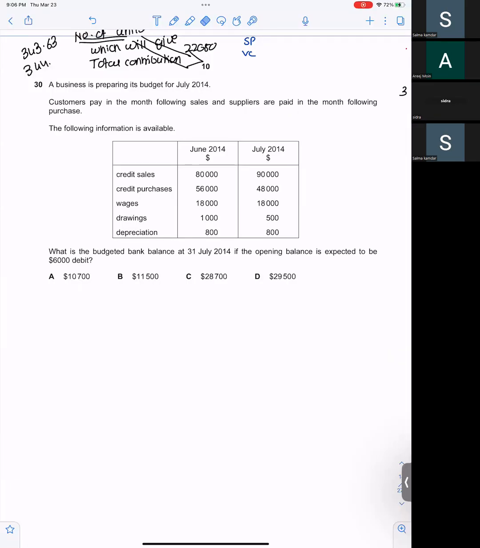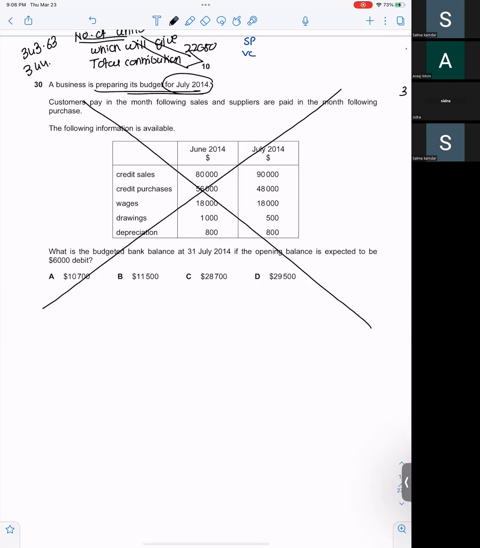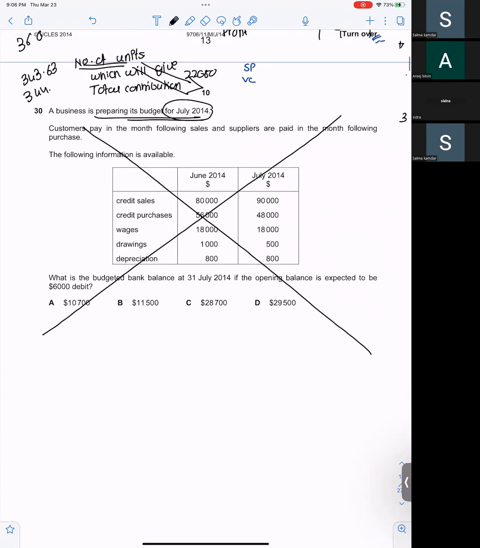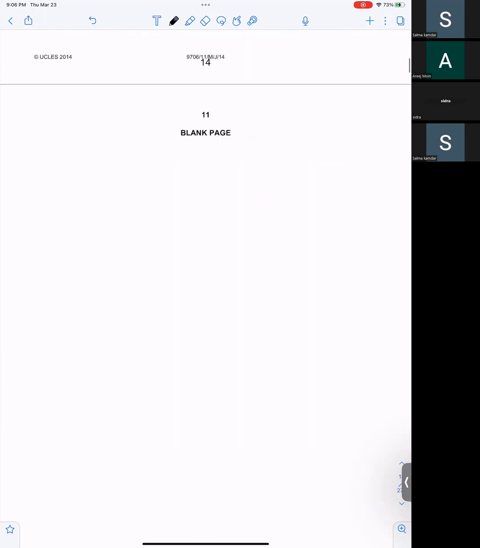The 30th one. Read the question. A business is preparing its budgets for July 2014. Customers pay in the month following sales and suppliers are paid in the month following purchases. What is the budgeted bank balance if the opening bank balance is 6,000 debit? Out of syllabus. This is not there. You all don't have budgets. Can I proceed?